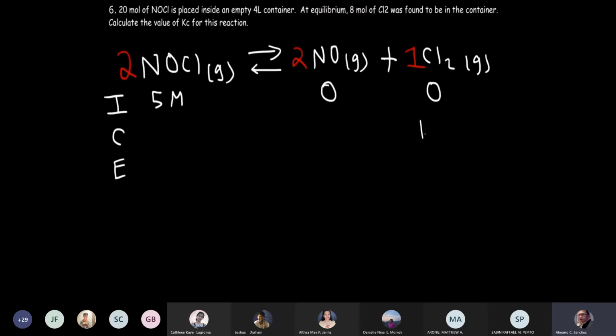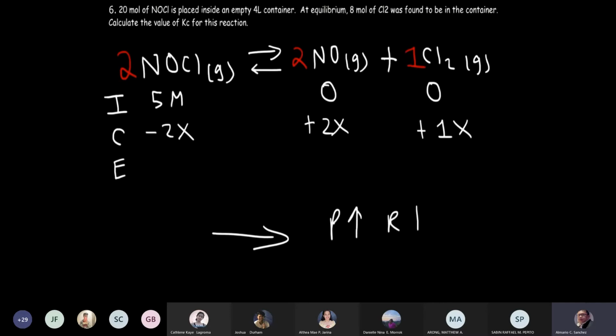And so Cl2 is going to increase by some amount, 1x. Now, notice the molar ratio between NO and Cl2. It's 2 to 1. So if Cl2 increases by x, NO is going to increase by 2x. And NOCl is going to decrease by 2x. As the reaction shifts to the right, the products will increase in value, but the reactants will decrease in value. So if we add the first two rows, this is going to be x, 2x, and 5 minus 2x.